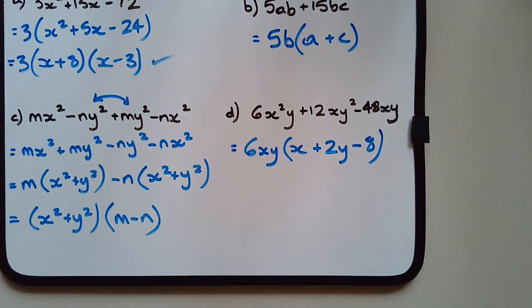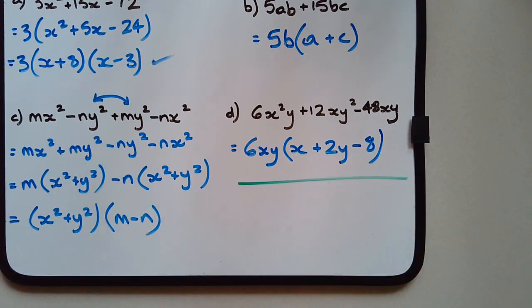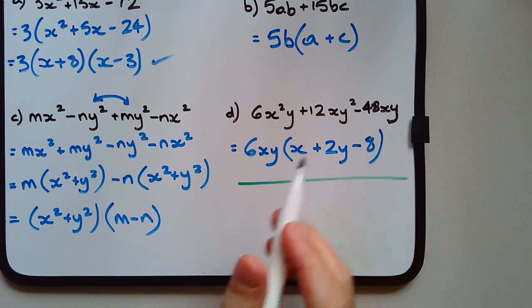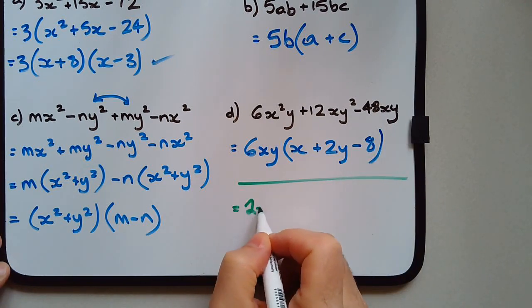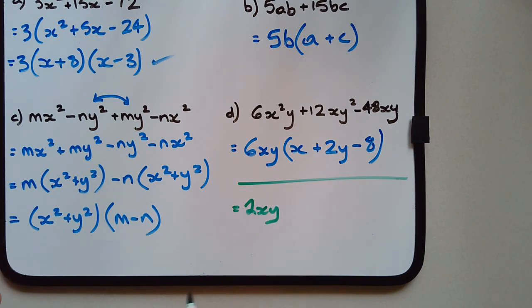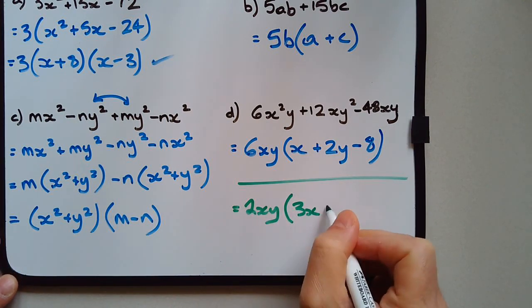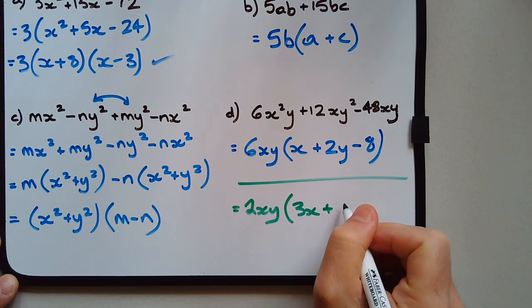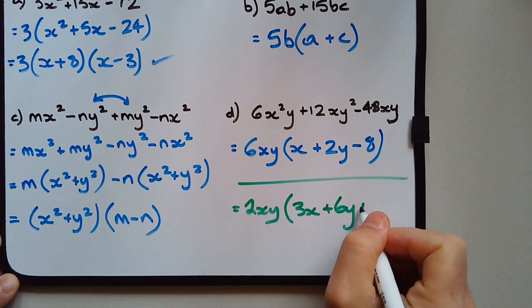So I guess, to the uninitiated, or maybe to those of you who are lacking a bit of practice, your initial instinct might be to think, these are all even numbers. So how about I take out a 2xy? Okay, so let's say we did this. So take out 2xy, and then what you end up with is 3x plus 6y plus 24.